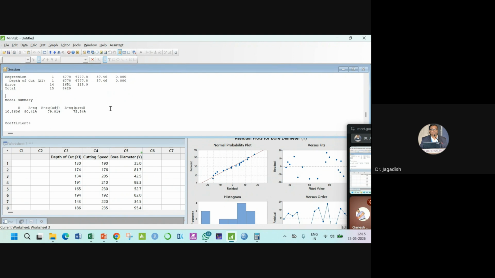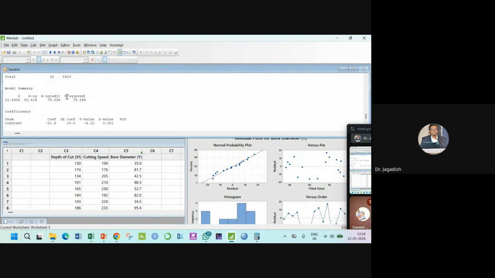On top of that, we need to check the model summary. The R square value, as I was telling you, is 80.41 percent, which is good enough. More than 80 percent we sometimes refer to as a reasonably good model, and it can be used for prediction also. Adjusted R square we should not check now, because I have only one variable in my model. So if you have only one variable, you only have to highlight the R square value in the research paper.